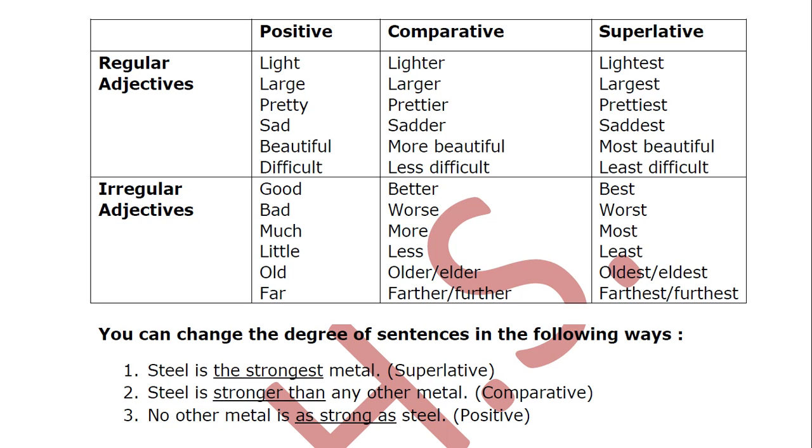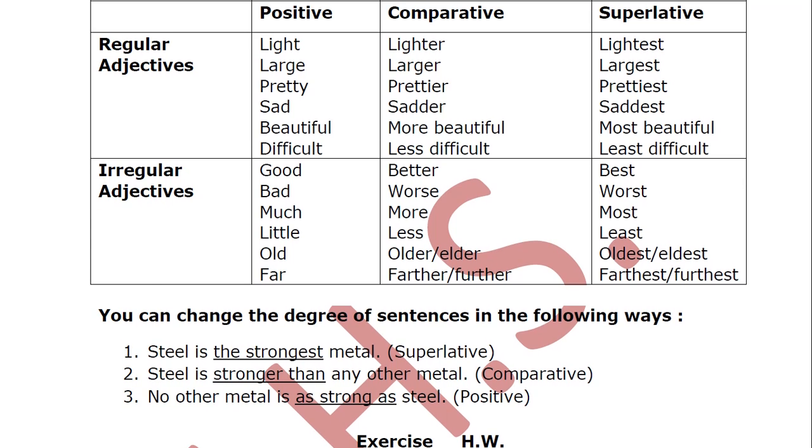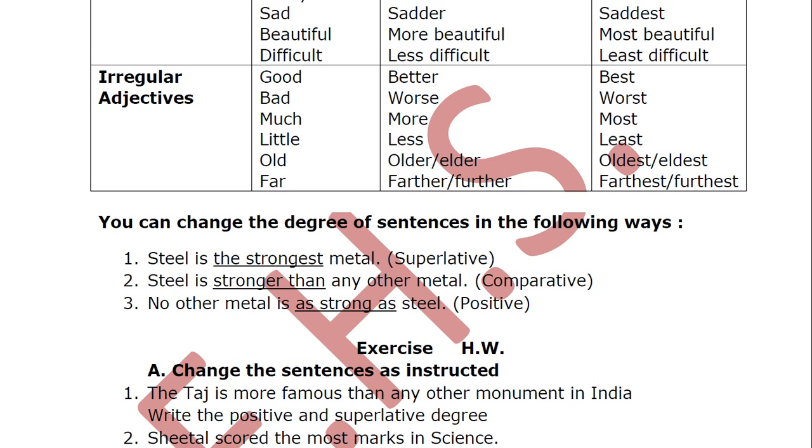Old becomes either older or elder. Old when you're talking of age, yes, and elder when you're comparing how elder they are to each other. Okay, old is the actual age, like 40, 50. Okay, old, elder, or eldest, oldest. Far, farther, or further. Farther is when you're talking of a long distance, further is when you're talking of a short distance. Farthest and furthest.